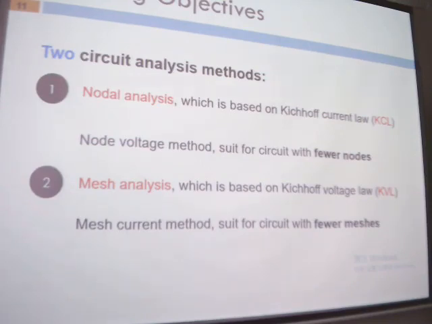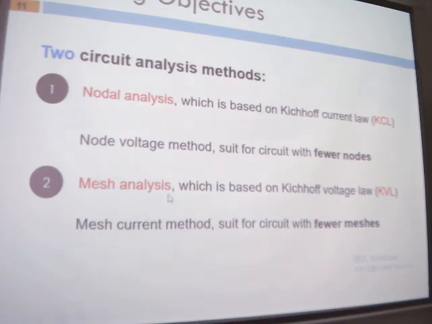The first one is nodal analysis. In this method, we use Kirchhoff's current law. This one is called the node voltage method. This one is suited for circuits with fewer nodes. If we have fewer nodes, we use nodal analysis.